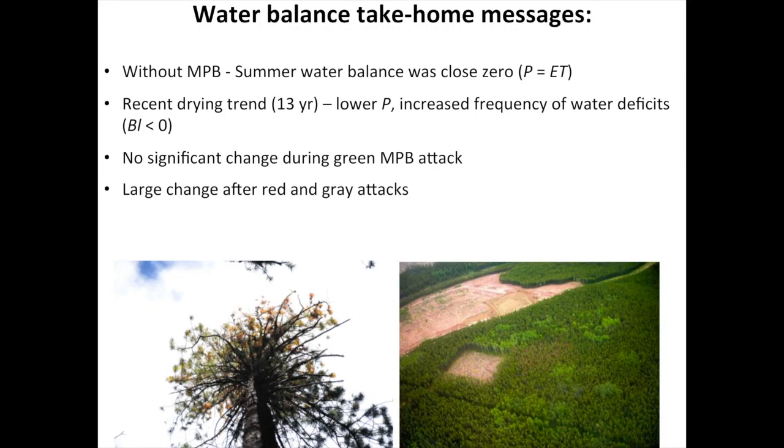Anyway, to wrap up, the take-home messages: the water balance in the lodgepole pine forest was close to zero, meaning that precipitation was almost equal to evapotranspiration losses. And we are in this recent dry trend where we have lower rain. This has translated into an increase in water deficit years, where we have more ET, or more water loss, than rain coming into the system. Rain, not snow. There was no significant change between green and Mountain Pine Beetle attack, and there was a fairly large change once we had a red attack and a gray attack.